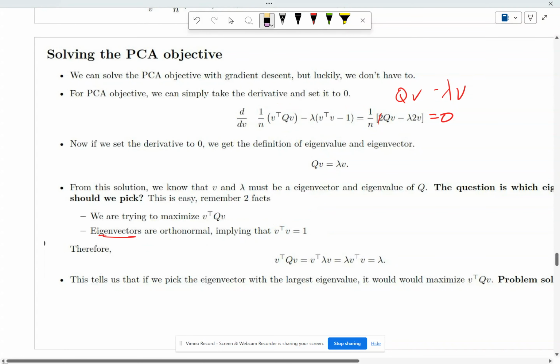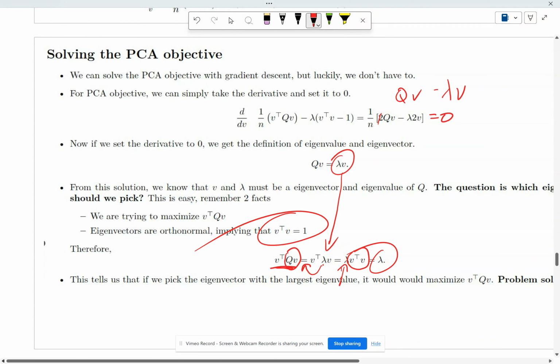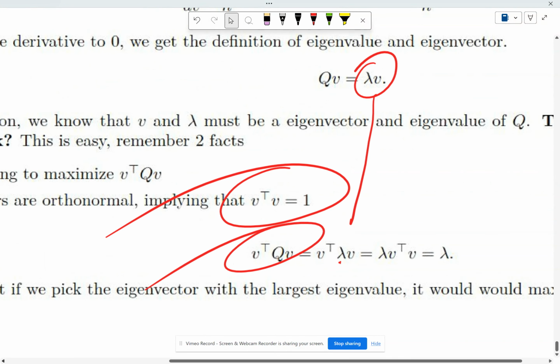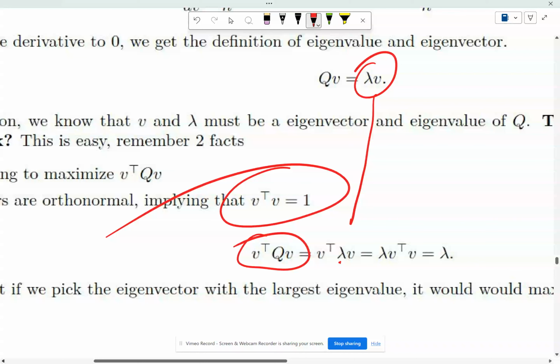So if you remember these two, then we can look at how to maximize this. Well, this, by definition, is equal to this, so I'm going to plug that in. And since lambda is just a constant, I can move the lambda outside. Since v transpose v is just equal to 1, it's just equal to lambda. So depending on the eigenvector we pick, it's going to equal the eigenvalue.